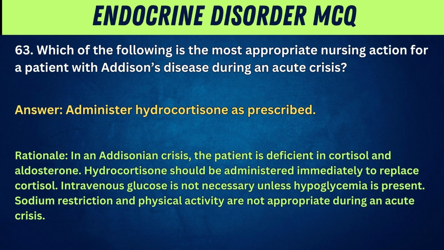Rationale: In an Addisonian crisis, the patient is deficient in cortisol and aldosterone. Hydrocortisone should be administered immediately to replace cortisol. Intravenous glucose is not necessary unless hypoglycemia is present. Sodium restriction and physical activity are not appropriate during an acute crisis.